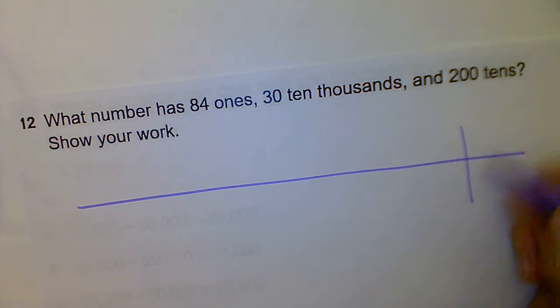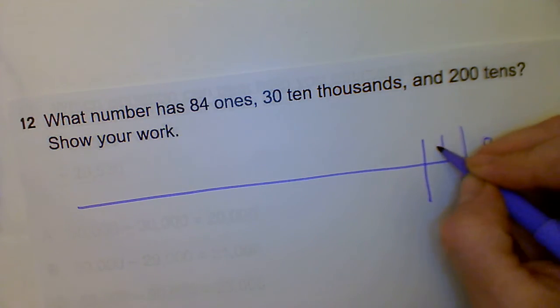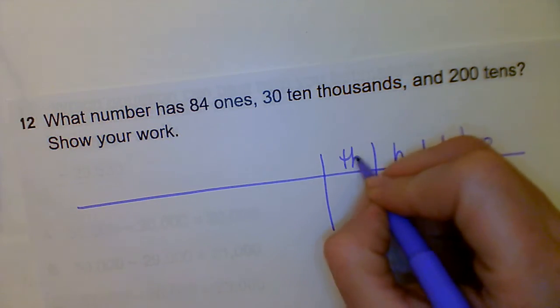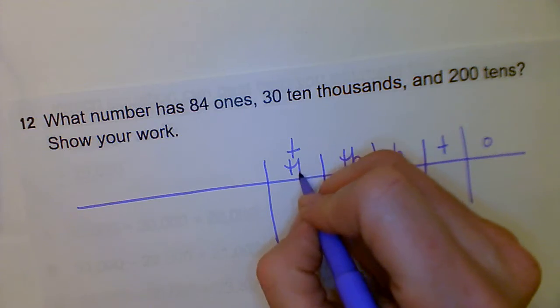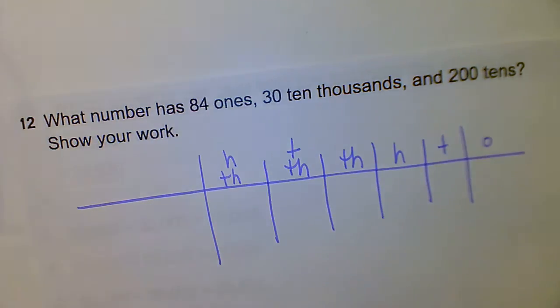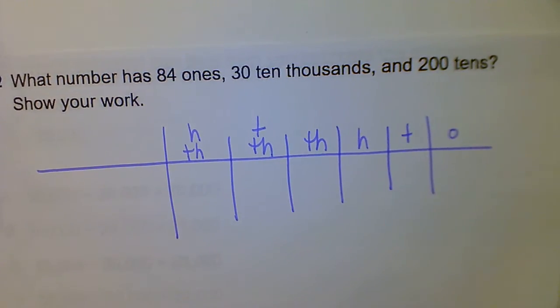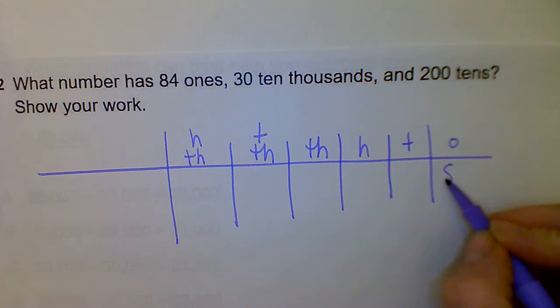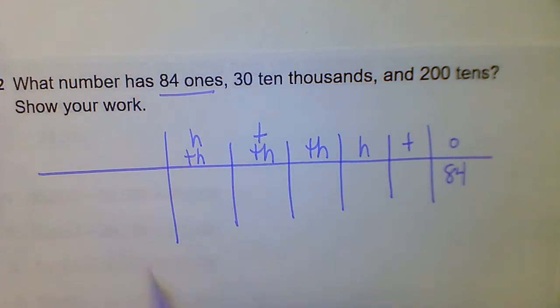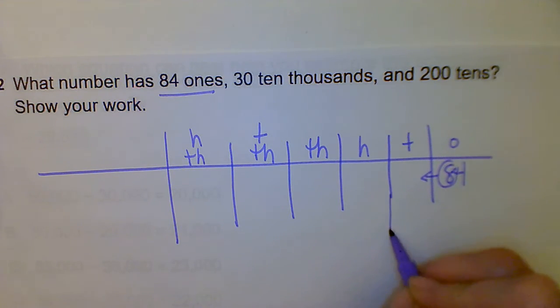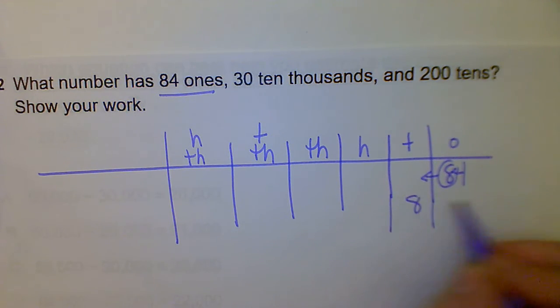So I could draw myself a place value table. I have my ones, my tens, my hundreds, my thousands, my 10,000s. I know this is crooked, I'll straighten it out. And my 100,000s. And I can start by putting those values in. So for example, when I have my 84 ones, but then what I can do is I can show that that needs to move over, right? So I'd have 8, and my 4 could remain there.